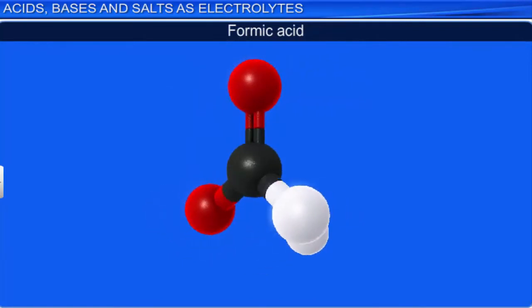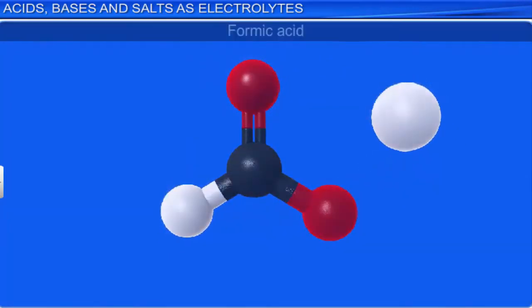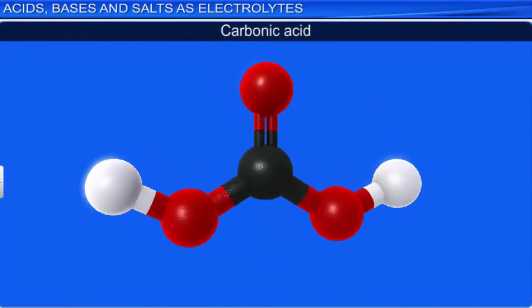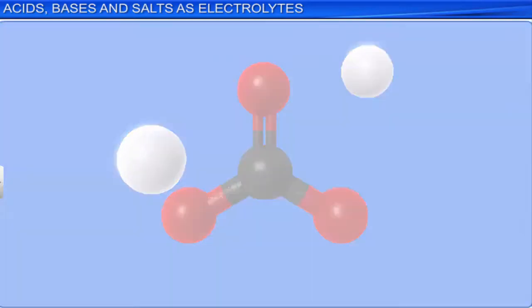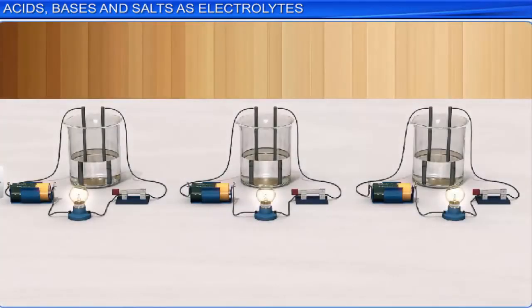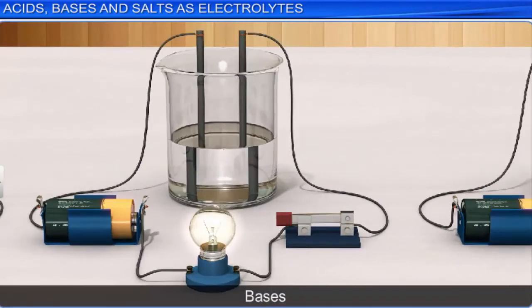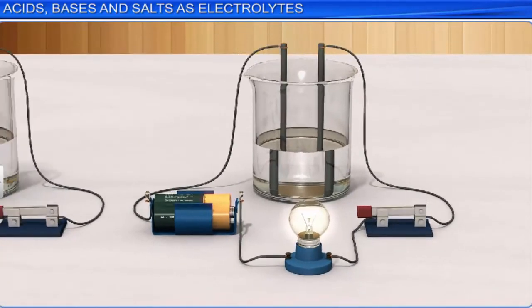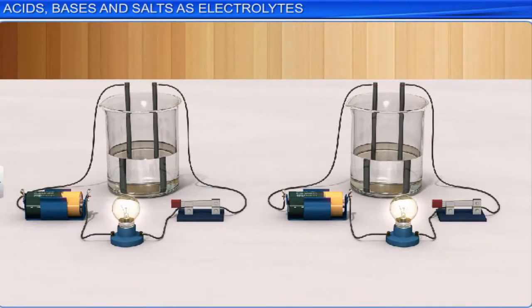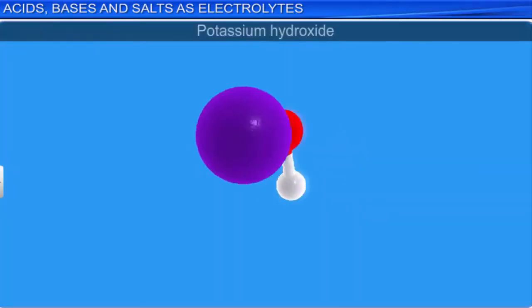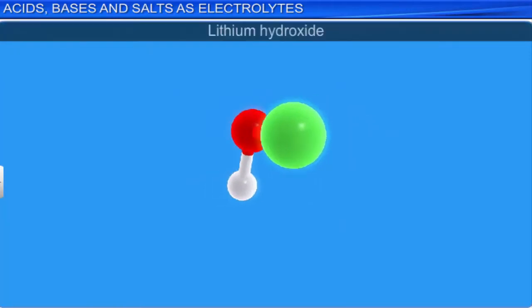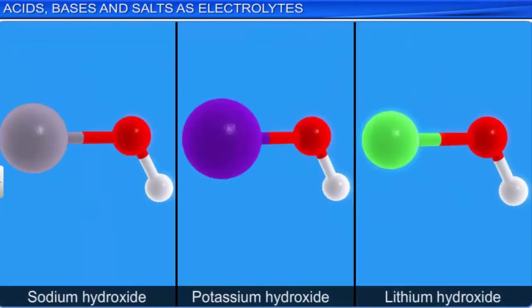Hence, it is a weak electrolyte. Carbonic acid is another example of a weak electrolyte. The same principles are applicable to bases and salt solutions for categorizing them as strong or weak electrolytes. For instance, sodium hydroxide, potassium hydroxide, and lithium hydroxide are strong bases and they act as strong electrolytes.